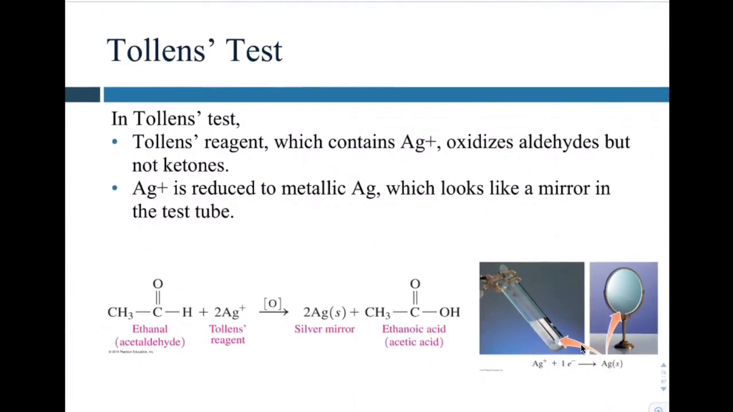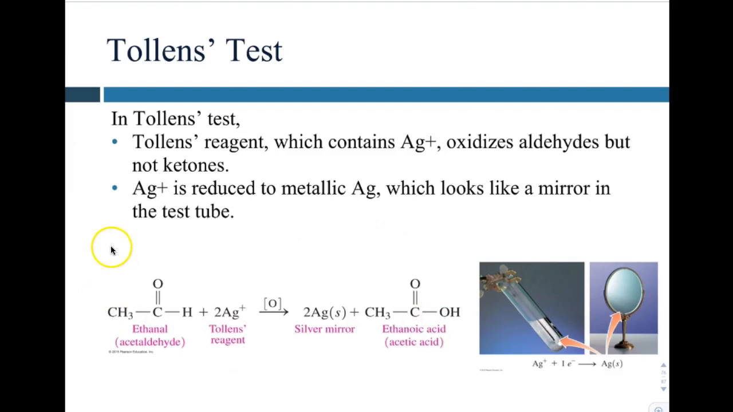Alright, so last little bit, we're going to talk about a Tollens test. Say I have a compound and I don't know what it is, and I want to know if it is an aldehyde or a ketone. Well, the Tollens test will tell me if it's an aldehyde or a ketone, if I'm down to only those two options. The Tollens reagent has silver ions, and those silver ions oxidize aldehydes, but they don't oxidize ketones. So they actually turn aldehydes into acetic acids.